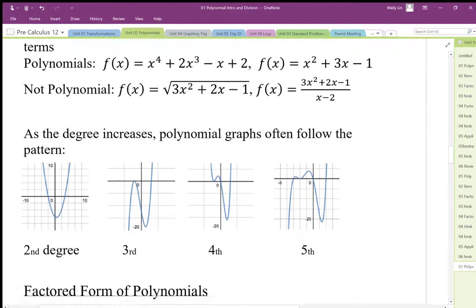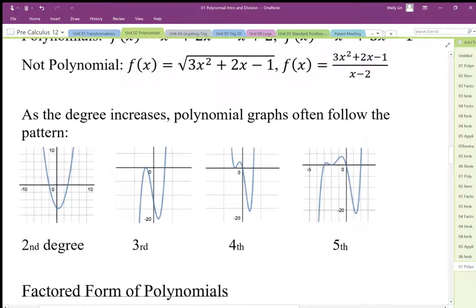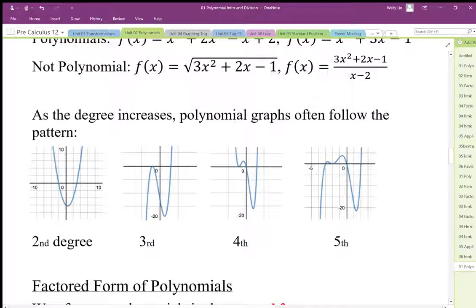And one of the main characteristics of polynomial functions is as the power increases, we increase the number of bends or arms on the graph. So degree 2 has 2 arms like this. Degree 3 has these 3 arms. A degree 4 gives us these 4 arms. Degree 5 has 1, 2, 3, 4, 5 arms.